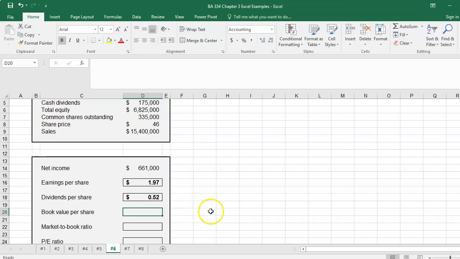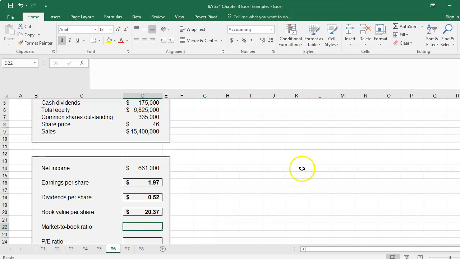The book value per share is the amount of the book value of our stock outstanding. So the book value is what our total equity is on our balance sheet. The balance sheet reflects book value, or accounting value. So our total equity divided by the number of shares outstanding gives us the book value per share of stock.